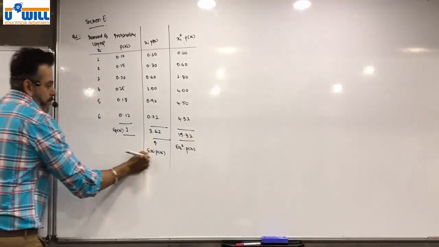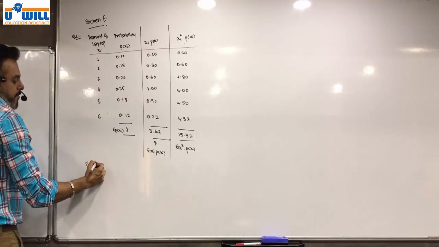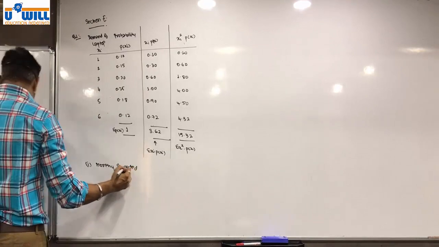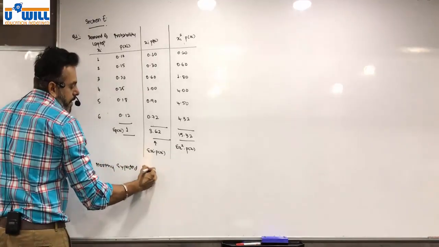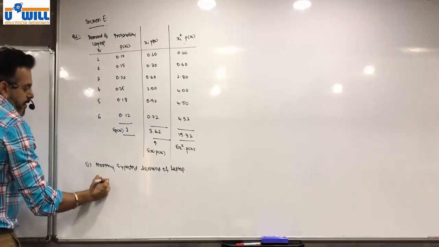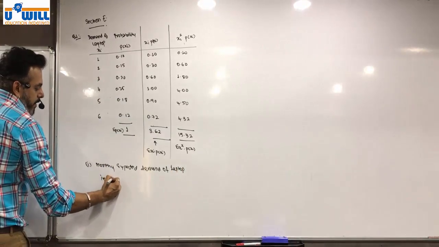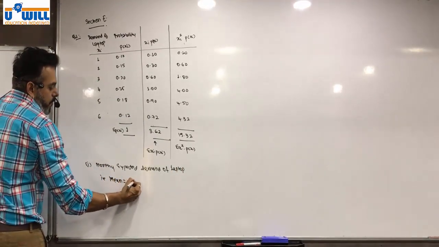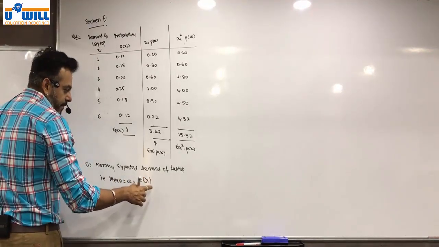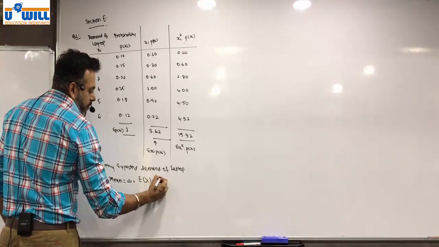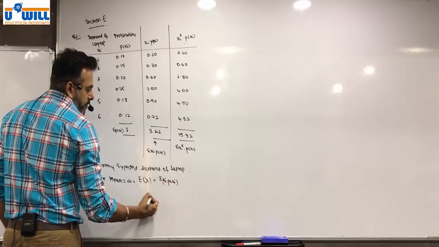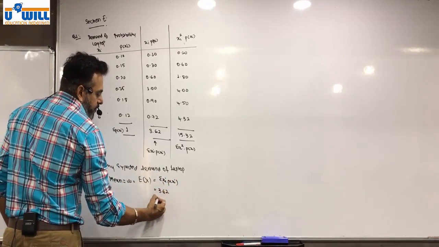15.32. Now, first we find out monthly expected demand of laptop, that is mean is equal to mu is equal to expected value of discrete random variable x, which is equal to sigma xi into p of xi, which is equal to 3.62.